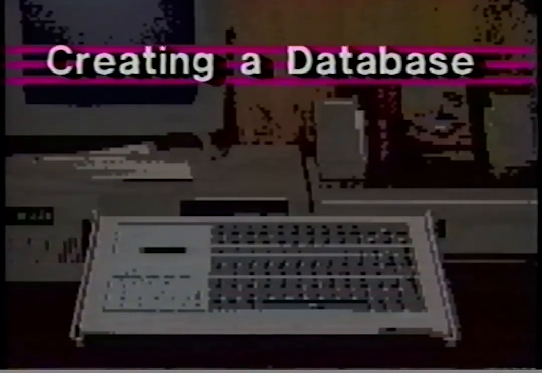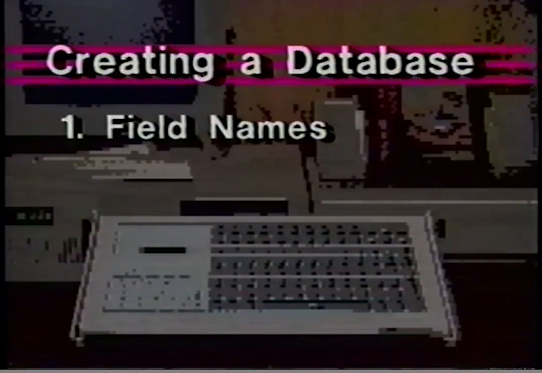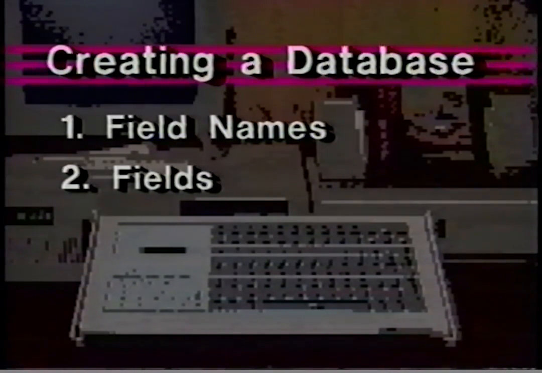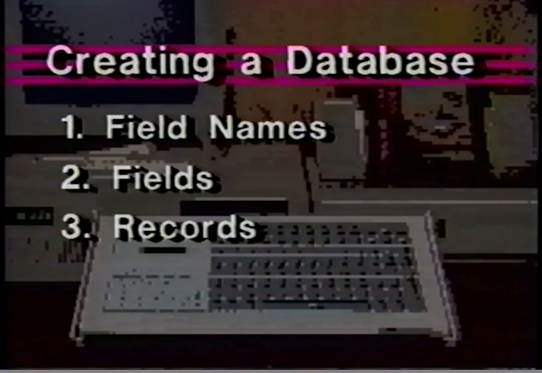Now let's go on and design and create a database. First, a database consists of three basic components. One, the single row, which contains the unique descriptions for each of the items in a column, is referred to as the field names. Two, the columns that contain the individual items of data are called fields. Three, a single record can be defined as one row of fields.